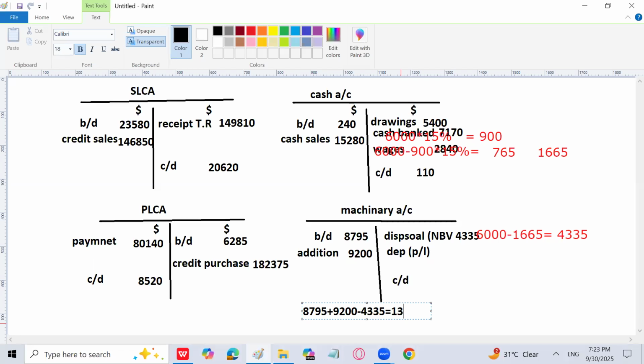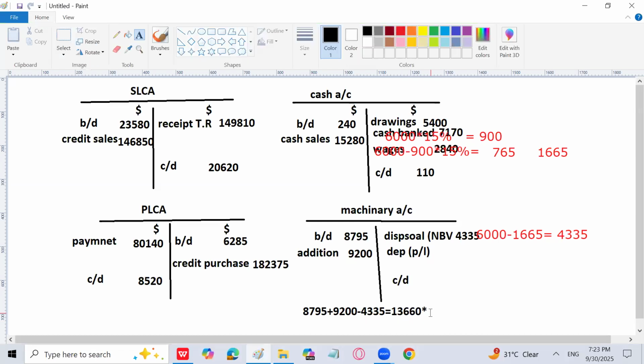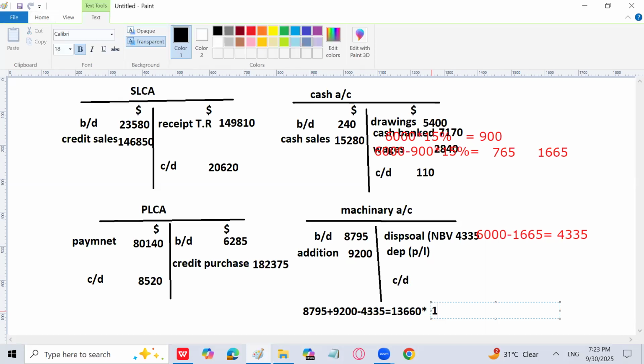13660. 13660 multiplied by 15%. I will get depreciation for the current year, 2049. Yes, okay, I will write here 2049 and I will get the carry down also. Go for the total of the debit side, you can find the carry down also. Though it is not required in the question, you can find the carry down also.